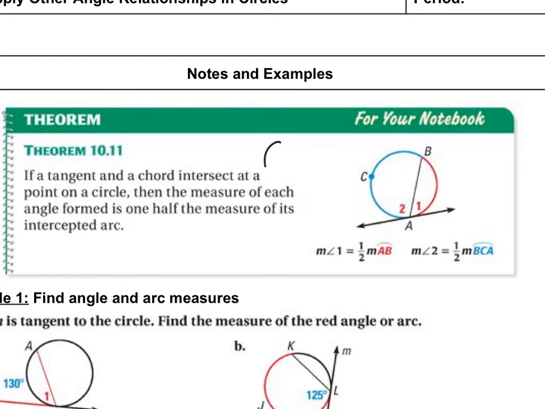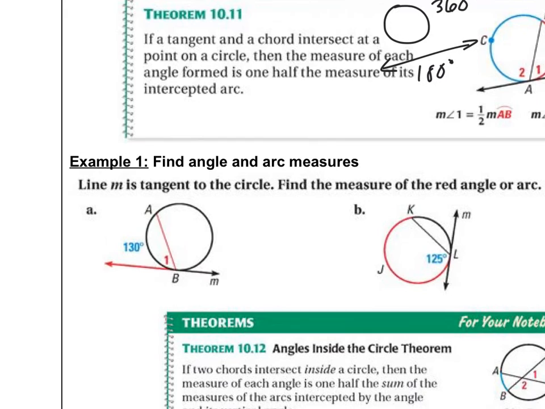Just think about that for a second. An entire circle is 360 degrees. A line is 180 degrees. 180 degrees is exactly 1/2 of 360. So to come up with those angle measures, we are just going to divide the intercepted arcs by 2. All right, so let's put that into action here.